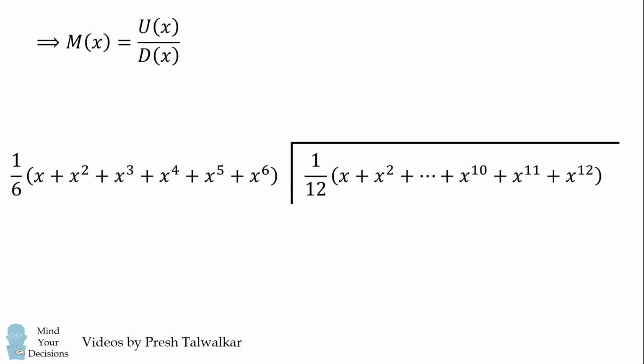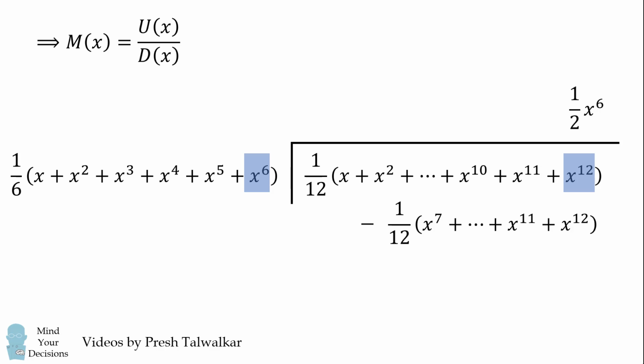We want to divide u(x) by d(x). So notice the highest power in u(x) is x to the power of 12, and that's multiplied by 1/12. And here we have x to the power of 6 multiplied by 1/6. So to get the highest powers to match, we're going to multiply by 1/2 of x to the power of 6. So when we do that, we're actually going to eliminate all of these terms going from x to the power of 7 to x to the power of 12. So what are we left with?